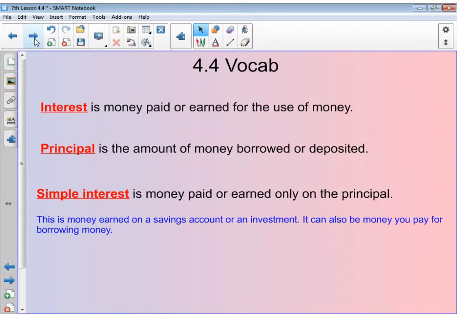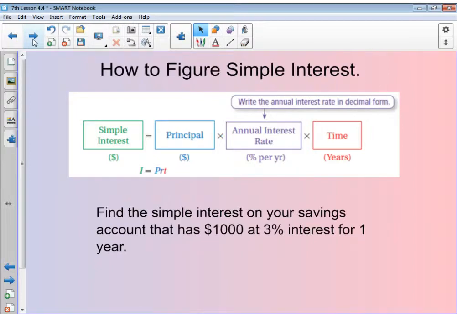Simple interest is the money that is paid or earned only on the principal. So yes, there is a type of interest called compound interest, and that's usually what you will be dealing with, but we're going to start off pretty easy with simple interest. That's where we're just going to be figuring the interest on the amount of money at the beginning and then finding the interest from there, not adding in the amount, like when you add the interest into your bank account. This money is earned on savings accounts or an investment. It can also be money that you pay for borrowing money, and I kind of discussed that as I went through the vocab.